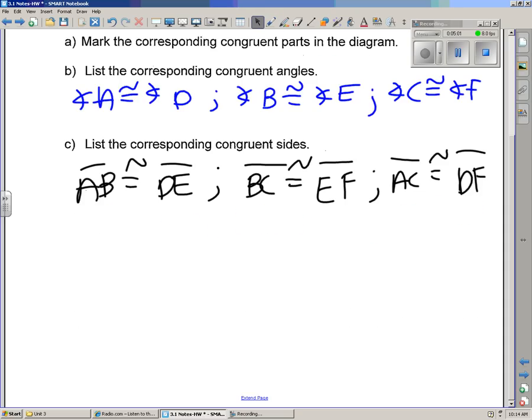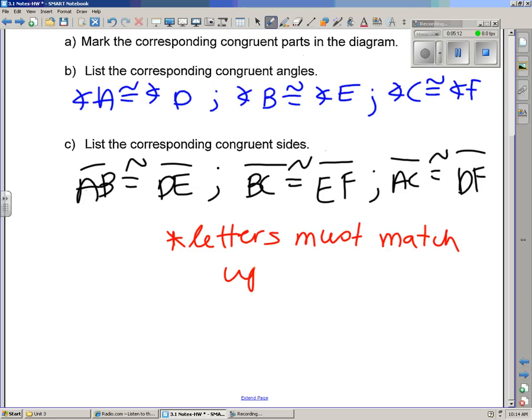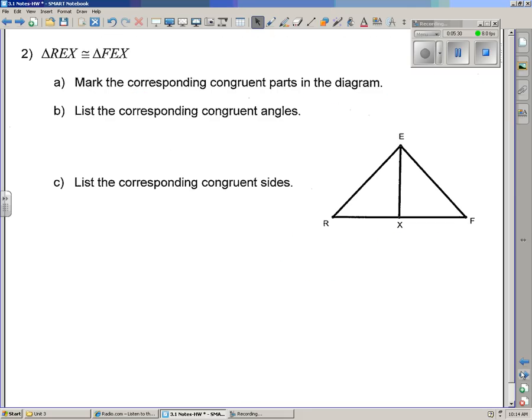I cannot stress enough that the letters must match up correctly. It's really important, especially in proofs. So letters must match up correctly. That's huge, okay? So if you're talking about line segment AB, letter 1 and letter 2, you can't call the other segment ED. It is the same segment, I get that, but you've got to match the letters up correctly. So that's going to be really important for proofs.